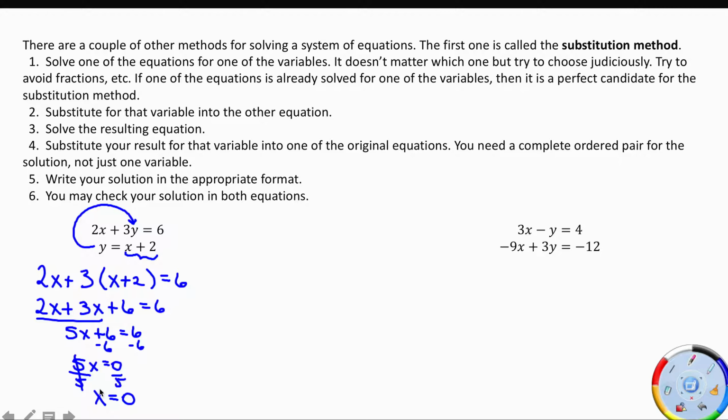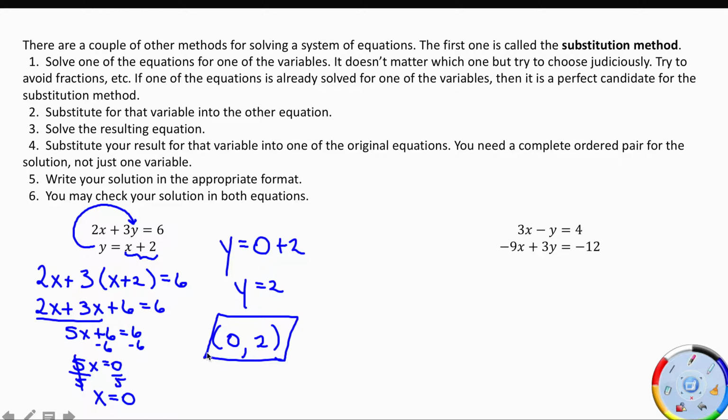So once I get one of the solutions, plug it into either of these equations. This equation would be the easiest place to plug it in. I know that x is 0, so just replace the x with 0. So my solution is x is 0, y is 2.